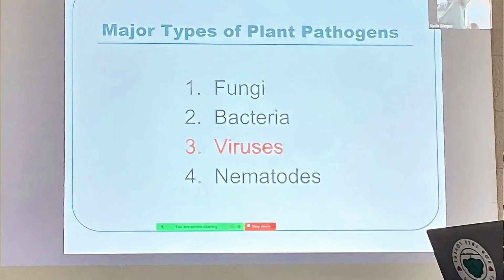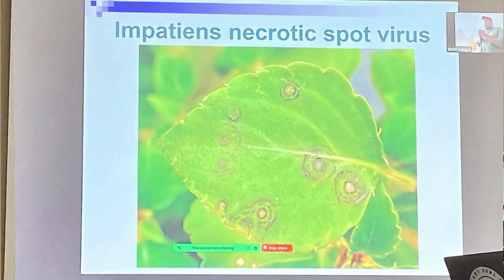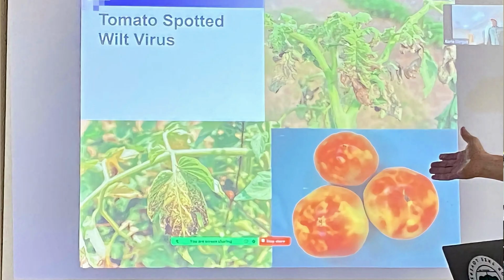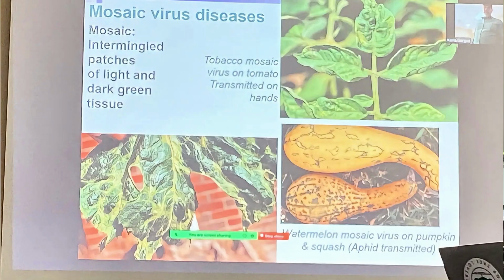And then we'll get into viruses. Viruses, submicroscopic agents that multiply only in living cells, composed of nucleic acid and protein coat. Impatiens necrotic spot virus. Tomato spotted wilt virus. Mosaic virus diseases. Mosaic, intermingled patches of light and dark green tissues. Tomato mosaic virus on tomato, transmitted on hands.